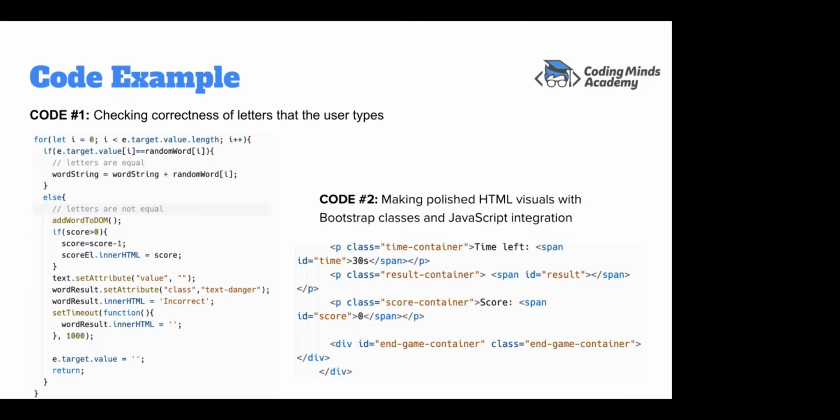And on the second image, you can see that it shows the visuals. Like from last page, you can see how there was a time left, a score, which starts at 0, and there's also the end game container, which would show when your time runs out.